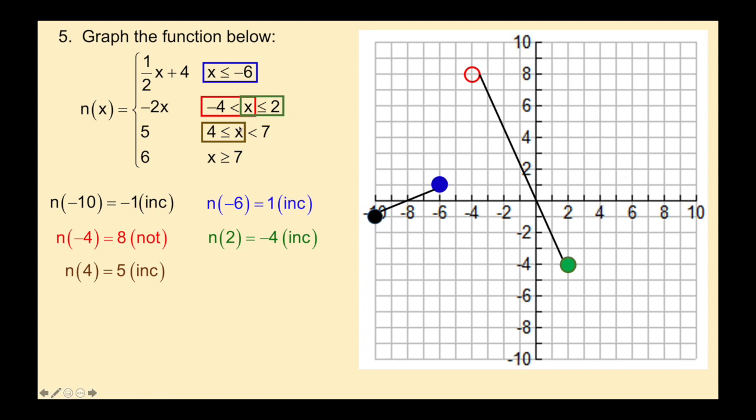And this point is going to be included because it has the equal sign. Then if I plug in 7, I'm also going to get 5. This one's not included because it doesn't have the equal sign. And I can connect those two.